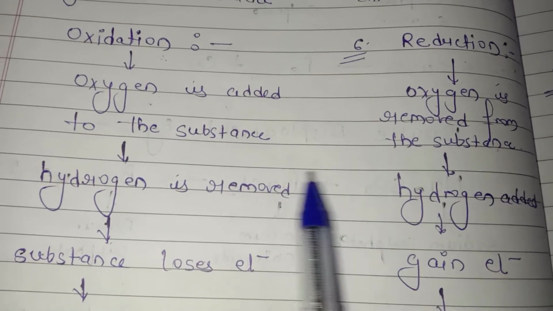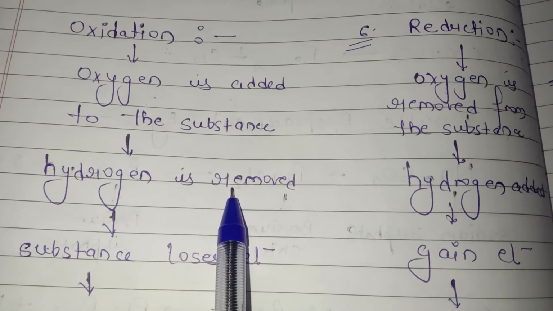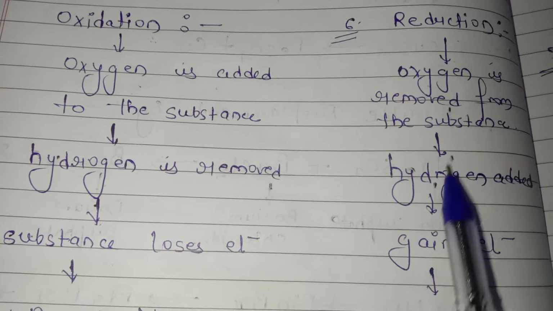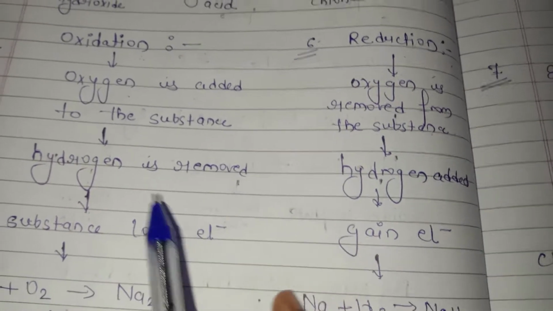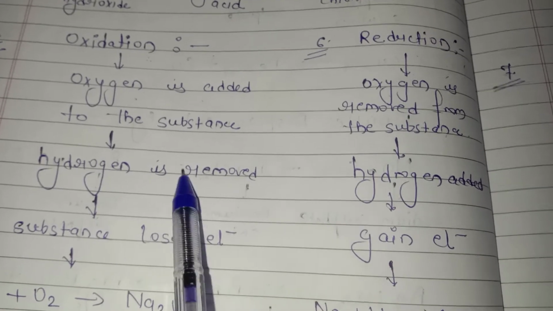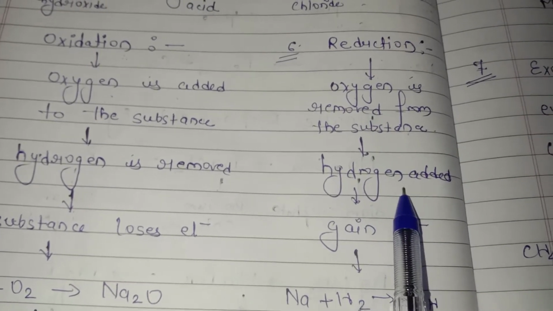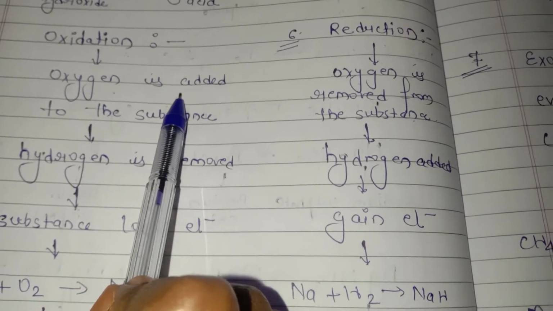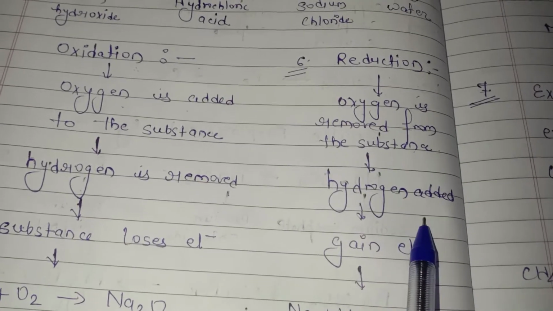What is another definition? In the oxidation reaction, hydrogen is removed, and in the reduction reaction, hydrogen is added. So in oxidation reaction, hydrogen is removed, and in reduction, hydrogen is added. So when oxygen is added, hydrogen is removed, and when oxygen is removed, hydrogen is added.